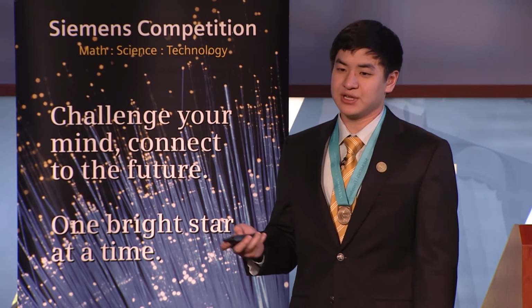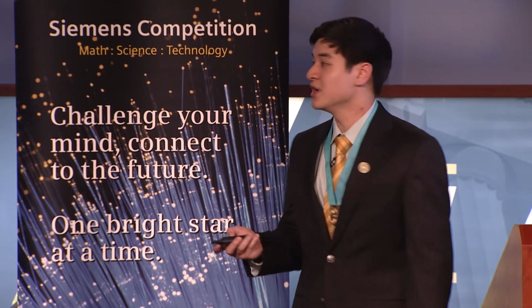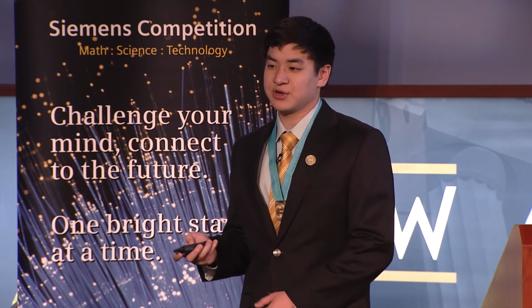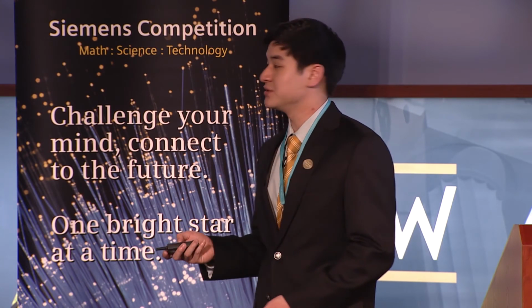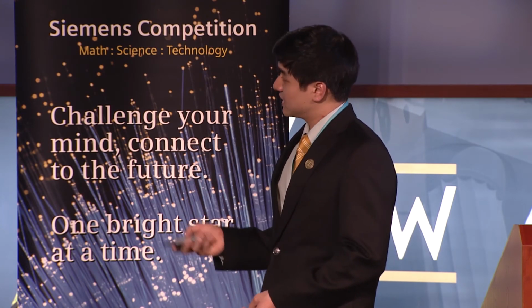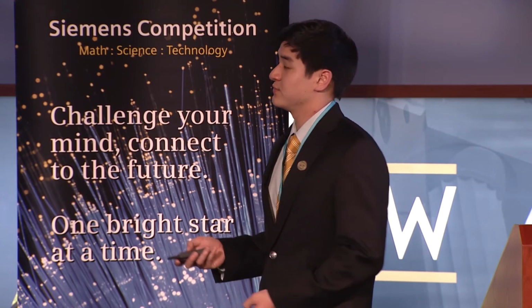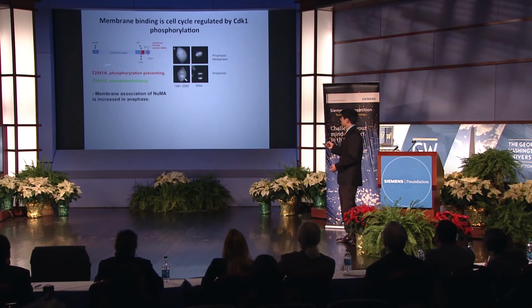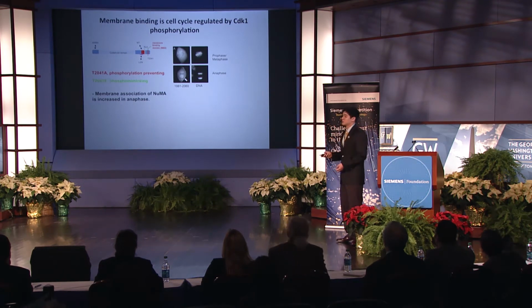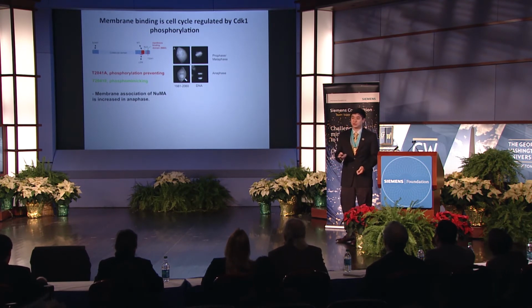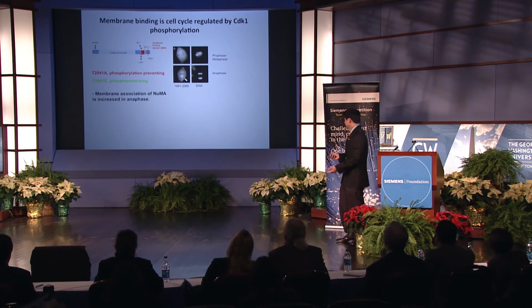CDK1 is a serine threonine kinase which regulates the cell cycle, and its activity is inhibited upon anaphase due to cyclin B degradation. To see if CDK1 phosphorylation affects the membrane binding of NuMA, I created two constructs, T2041A, in which I mutated threonine into alanine, an uncharged amino acid which would prevent phosphorylation, and T2041E, in which I mutated threonine into glutamic acid, a negatively charged amino acid which would mimic the effects of phosphorylation.